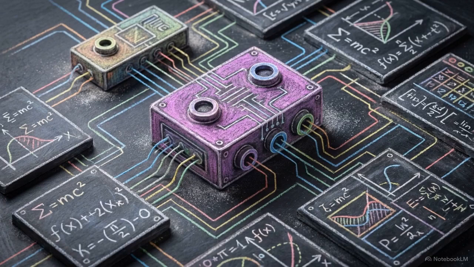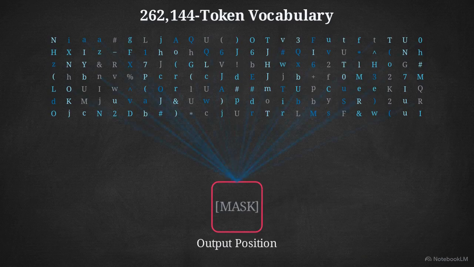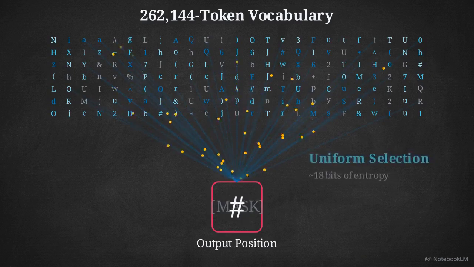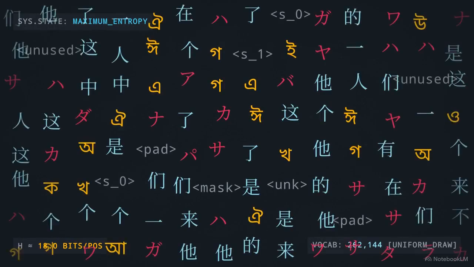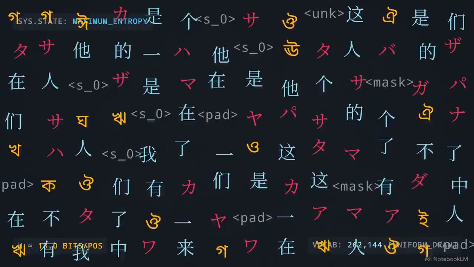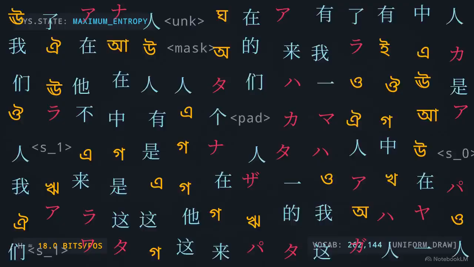DiffusionGemma departs from these methods by using uniform state discrete diffusion. The generative process begins in a state of maximum entropy. The scheduler draws every position uniformly from the entire 262,144 token vocabulary. This high-entropy state renders as a polyglot cascade, a flicker of katakana, Bengali, and CJK characters that indicates the model has not yet narrowed its focus.